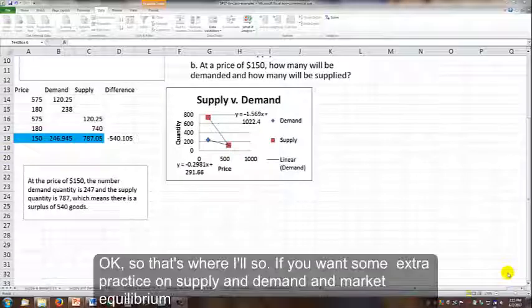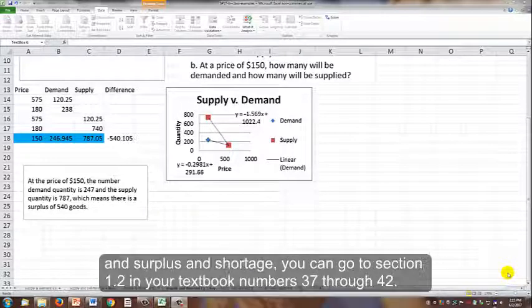Okay, so that's where I'll stop. If you want some extra practice on supply and demand and market equilibrium and surplus and shortage, you can go to section 1.2 in your textbook, numbers 37 through 42.